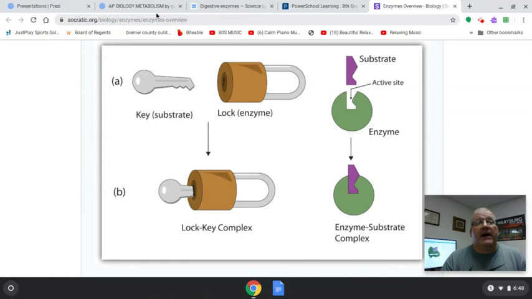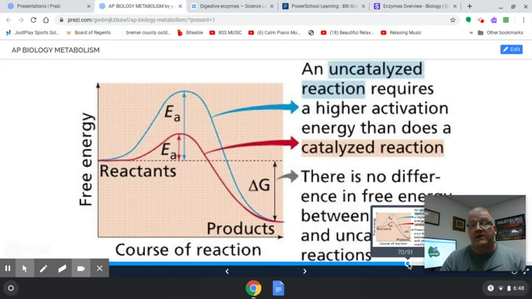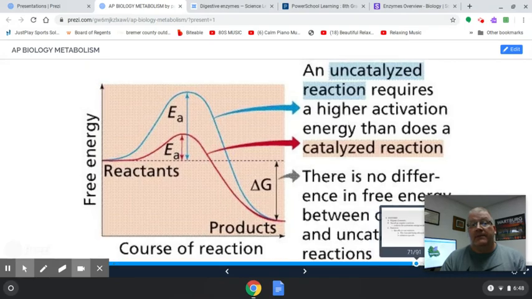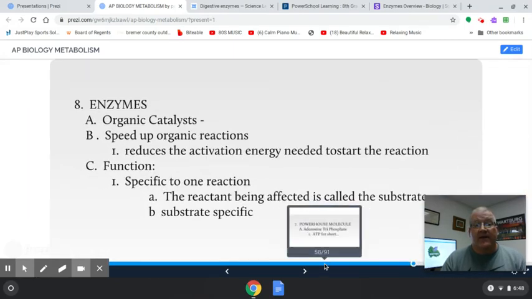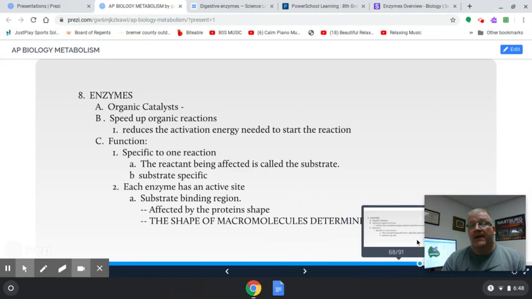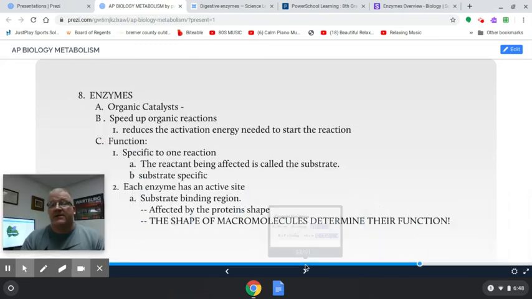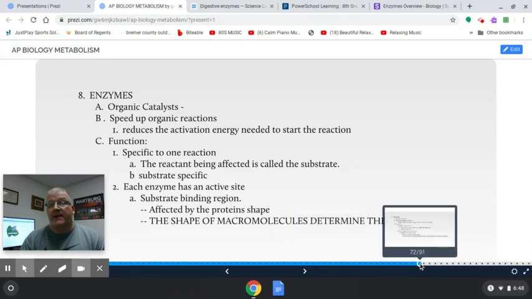There is one thing about the lock and key that needs to be dealt with just a little bit. And that is that the substrate binding region is referred to as the active site, but it's not a perfect fit. Okay. It's not a perfect fit. So the enzyme substrate complex is sometimes referred to as an induced fit.